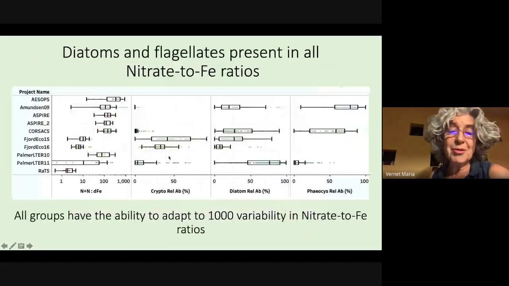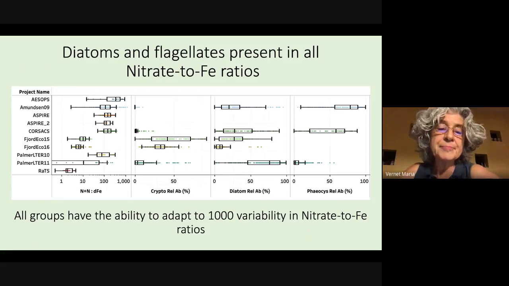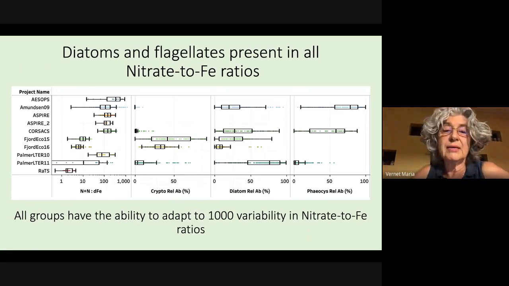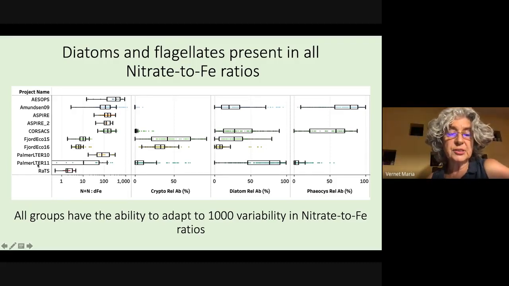So to summarize, we do not find yet a tight relationship between nitrate-to-iron ratios and phytoplankton composition. We think that all the groups have enough plasticity to be able to live in both environments. And here in this graph, we have all the projects for which we have data. This is a log scale of the nitrate-to-iron ratio. And these are the percentage of the different groups, main groups in all the regions.